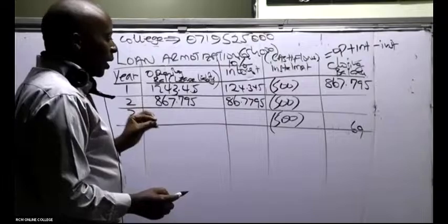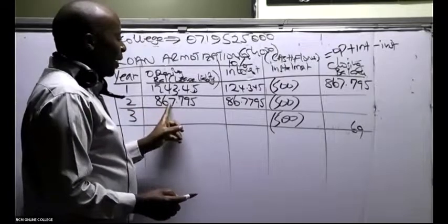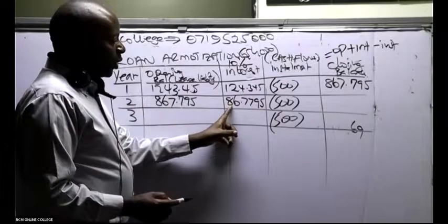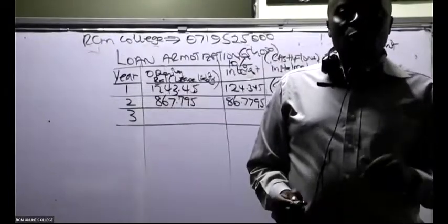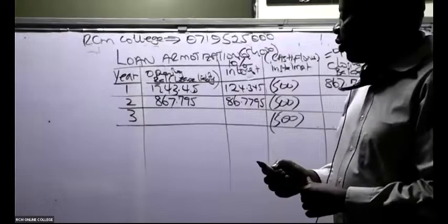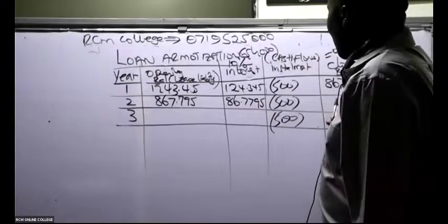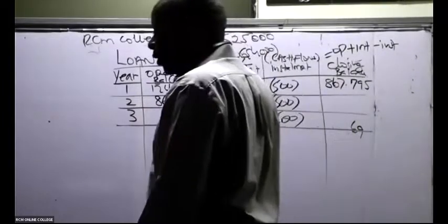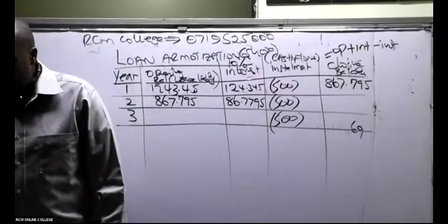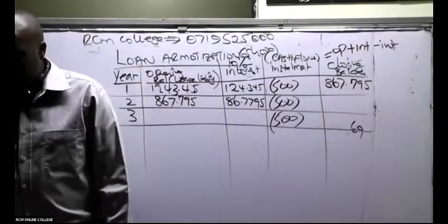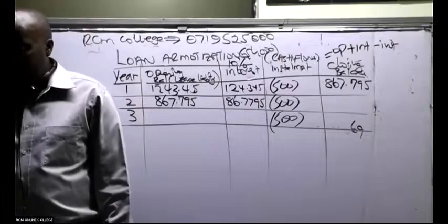So how do I get the closing balance? You'll take the opening plus the interest minus this 5, and now you can start rounding off figures. Don't go more than 4 decimal places. So please give me the closing balance for year number 2.